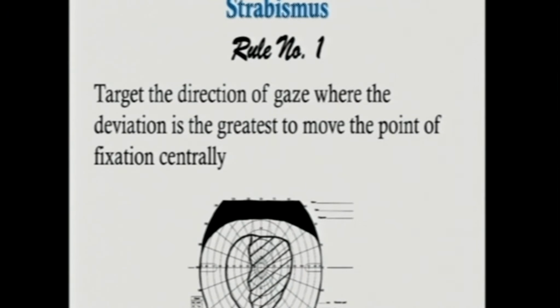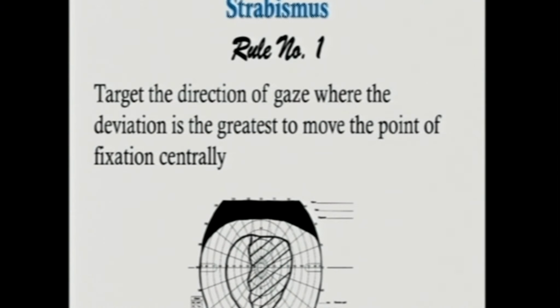Well, the first thing is, this is an incomitant squint. His deviation is much more in the right gaze. Second thing, we know he has a head turn to the right. Next, please. So here's my first rule. If you're going to do anything for these patients, target your direction of gaze where the deviation is the most.